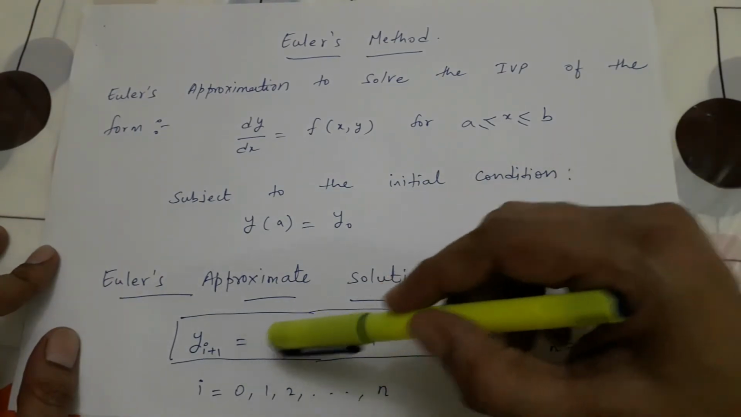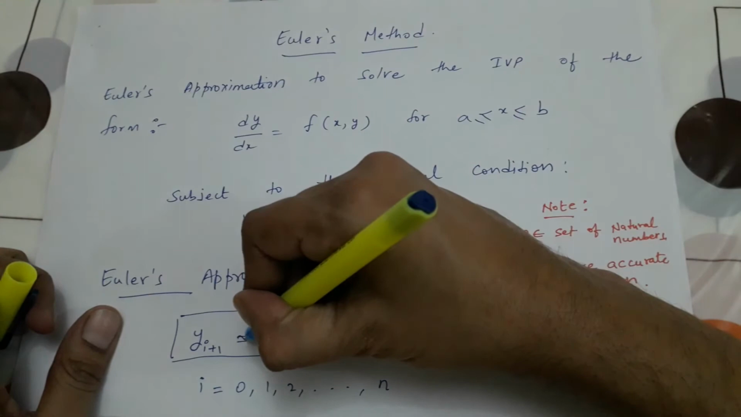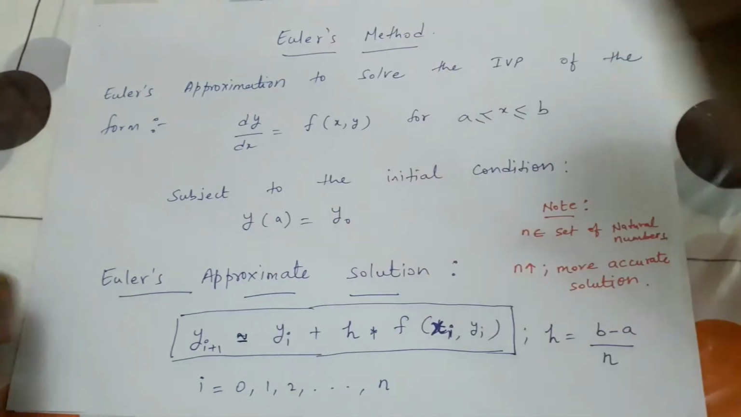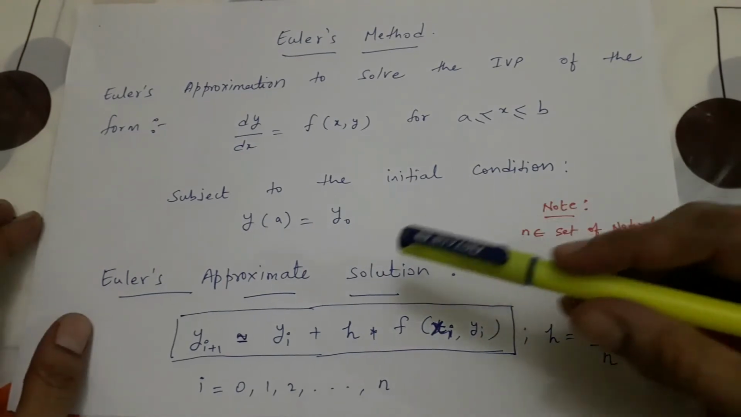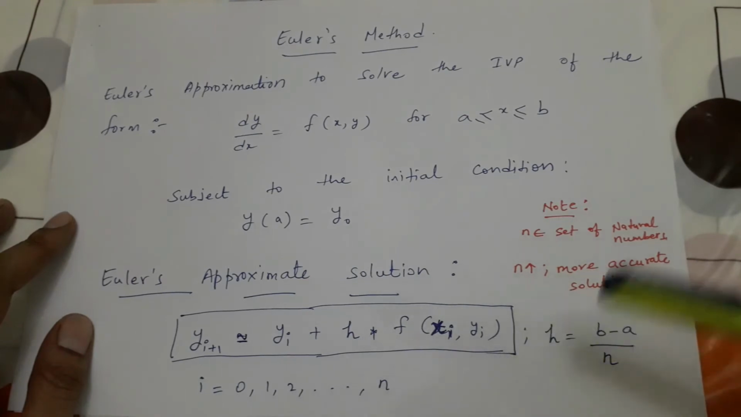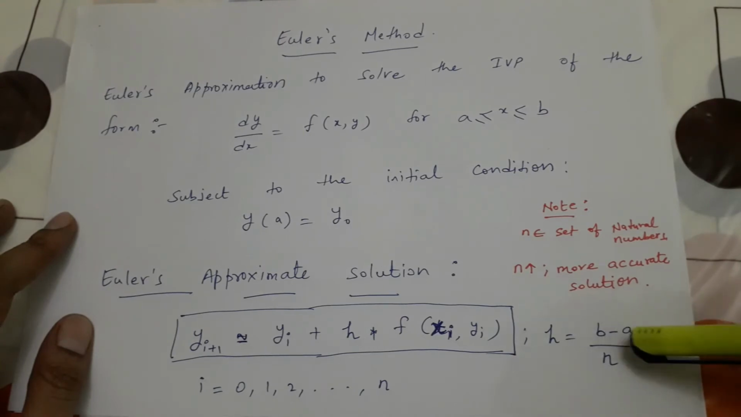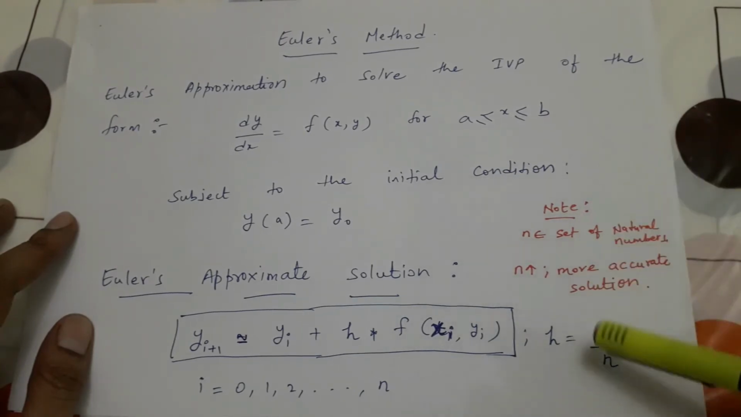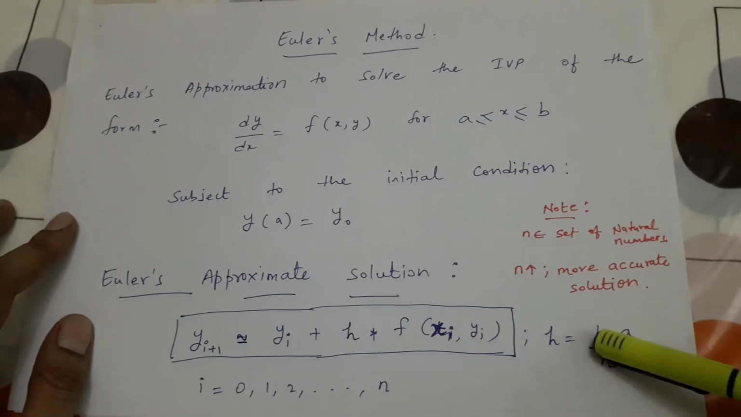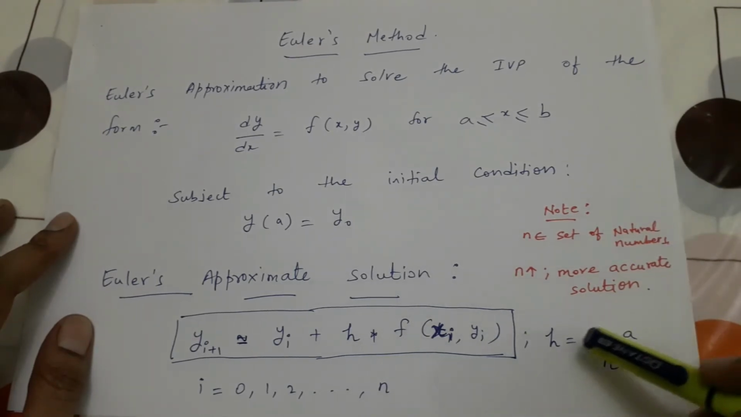So the solution is Euler's approximate solution. It is not exact, it is approximate. So y i plus 1 is equal to y i plus h times f of x i comma y i, where h is equal to b minus a over n, where a is your initial value, b is your final value, and n is your number of intervals between a and b.